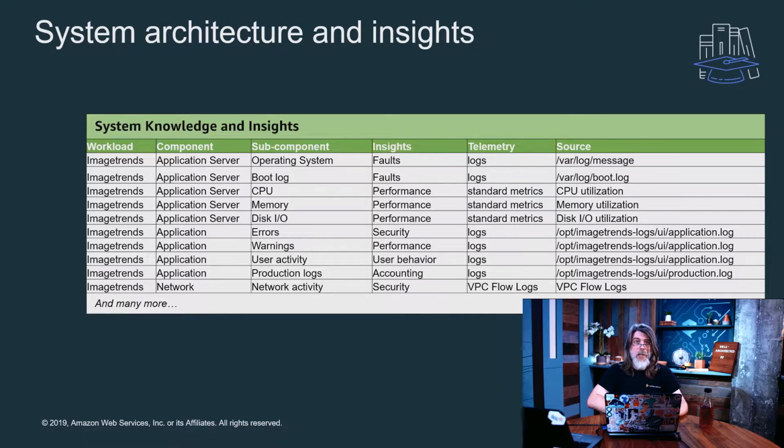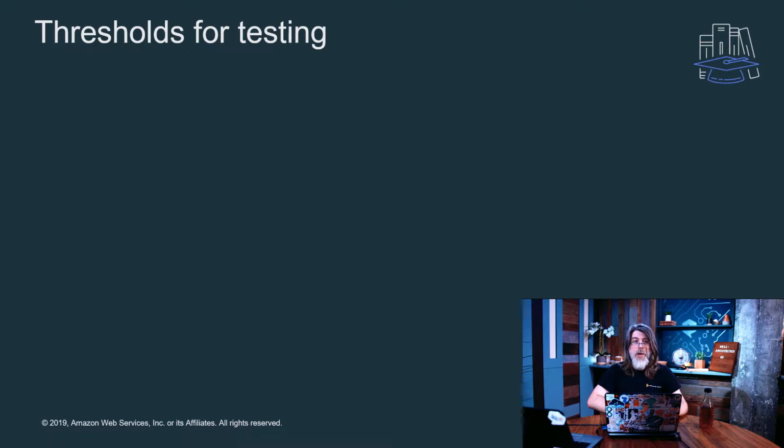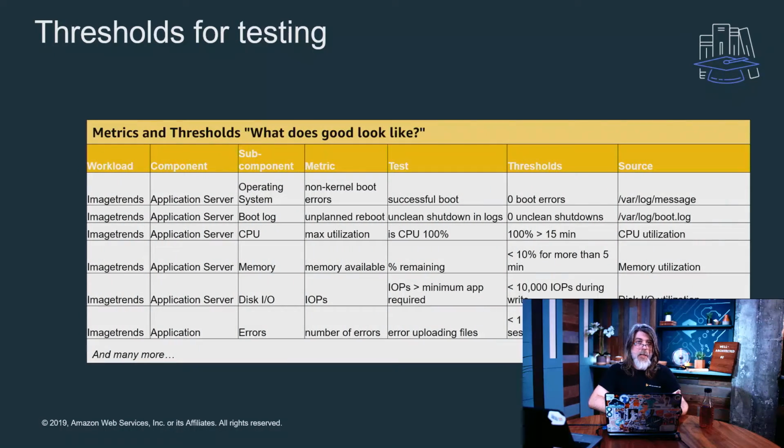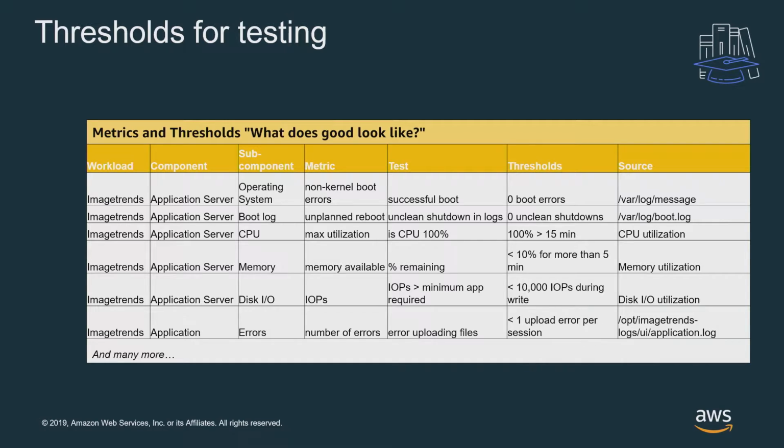All right, continuing on. Thresholds for testing. This is where we're going to take those KPIs, we're going to turn them into metrics, we're going to take what good looks like, we're going to turn that to a value, and then we're going to figure out the source of that information. This is basically our search for how we're going to define a metric.